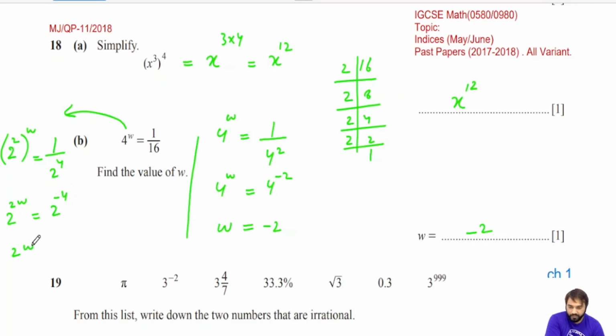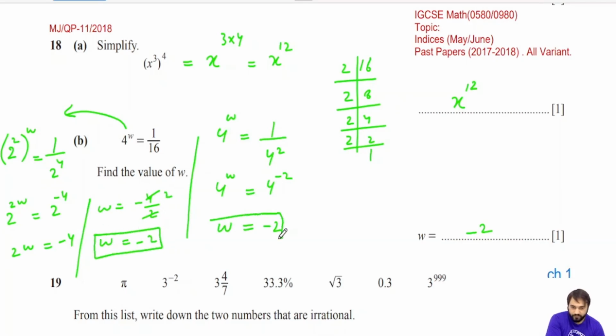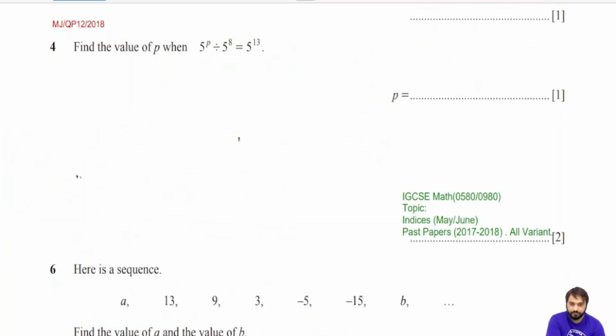Now we can equate them. 2w is equal to minus 4. After that, w is equal to minus 4 over 2. We can cancel them. 2 1 time and 2 how many times? 2 times. So we got the same answer. So it's up to you which method you choose. Moving towards our next question.